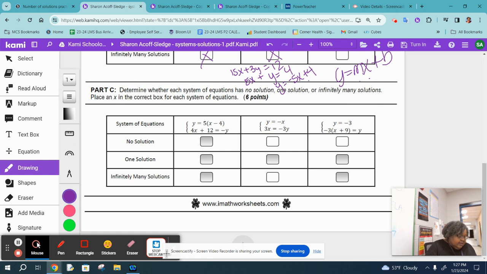Okay, now let's look at these. We got to do a little work, but we can do it. We know how to do this. So this one, I got to multiply 5 times x and 5 times that negative 4. So this one is going to be 5 times x. 5 times the negative 4 is minus 20.